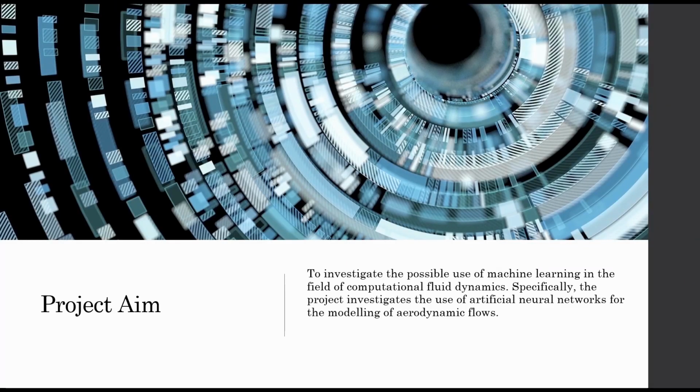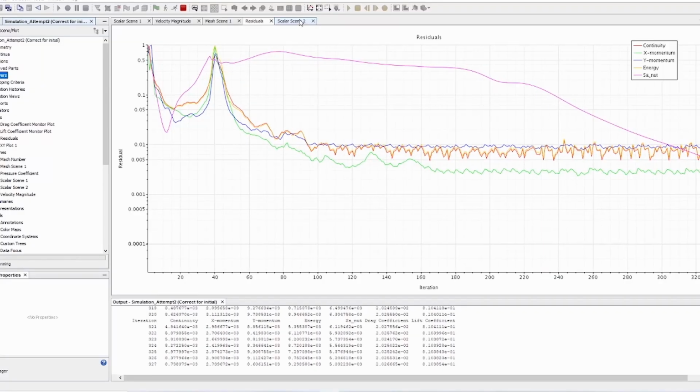So, with machine learning being implemented in countless fields and industries, the aim of this project was to investigate if machine learning could also have beneficial contributions in the field of computational fluid dynamics. Specifically, the project investigates the use of artificial neural networks for the modeling of aerodynamic flows.